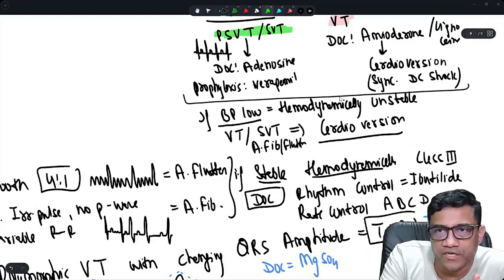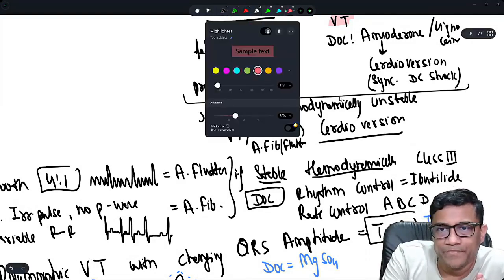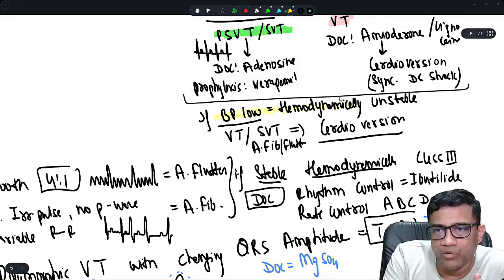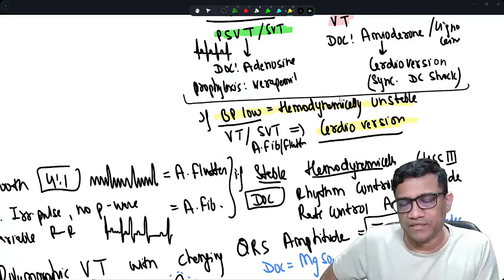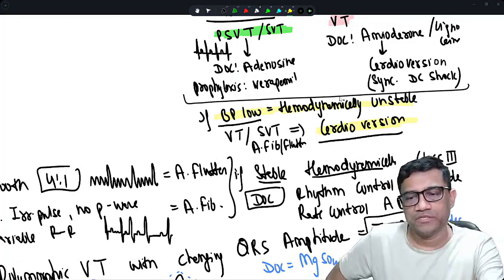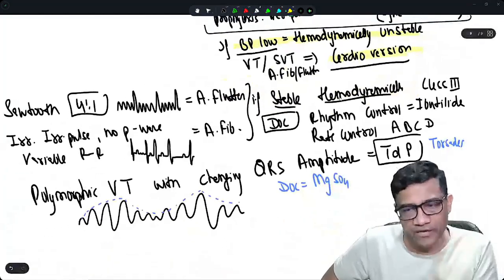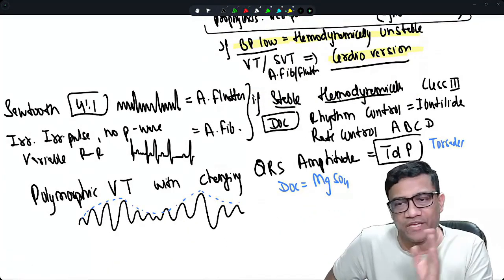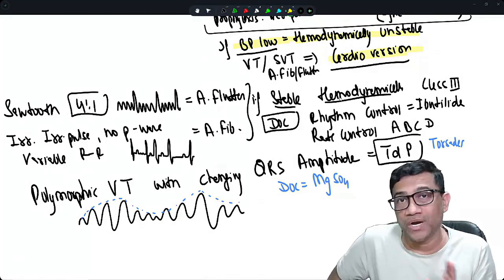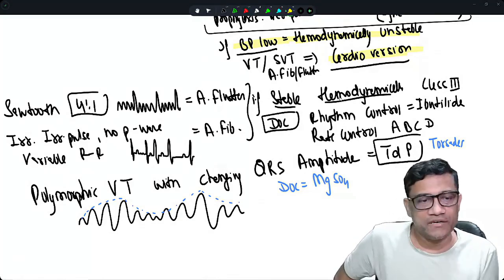So let me color this again. If BP low, unstable, cardioversion. Again, if stable, drugs; if unstable, cardioversion. Whether it is AFib, A-flutter, or VT, unstable means cardioversion. Only in VFib we give the unsynchronized shock, called defibrillation, otherwise this. Are you clear?